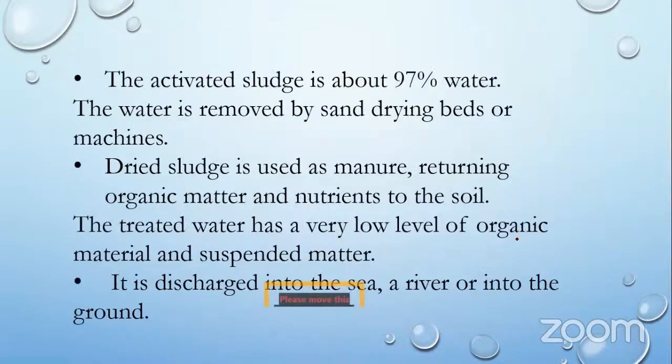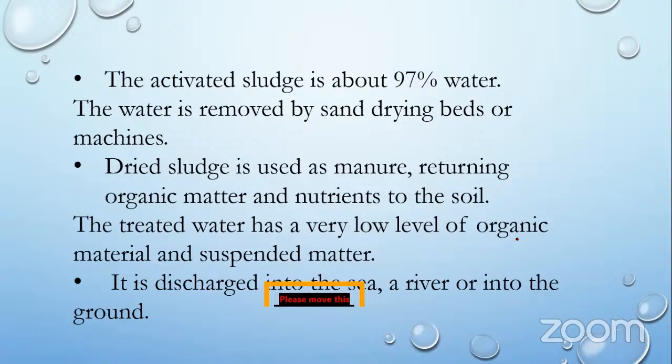Now, this activated sludge is about 97% water. The water is removed by sand drying beds or machines. So, activated sludge will have 97% water. Then the water is removed by sand drying beds. Dried sludge, after the water is removed, whatever sludge remains there, that bacteria and all, is used as manure, retaining organic matter and nutrients to the soil. This manure is good that it forms organic matter and also adds nutrients to the soil.